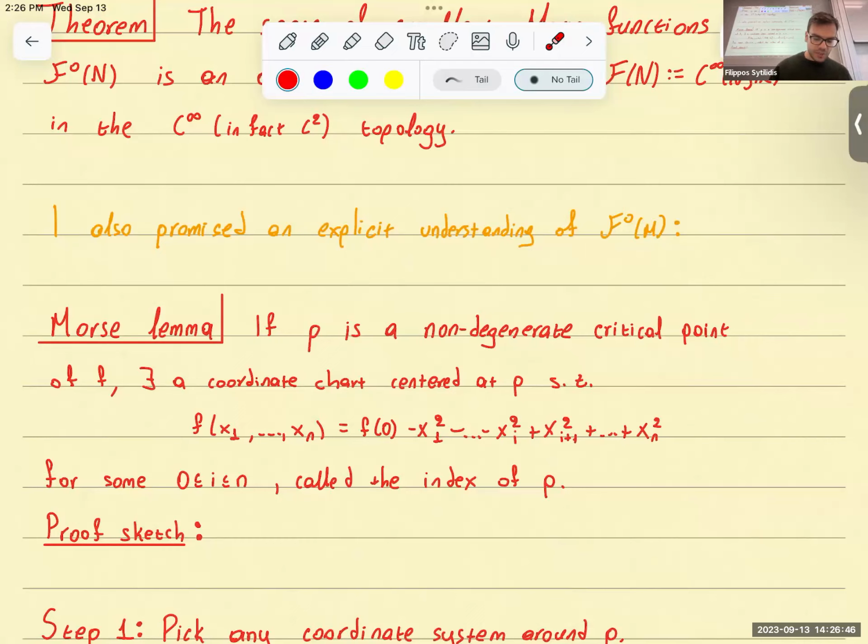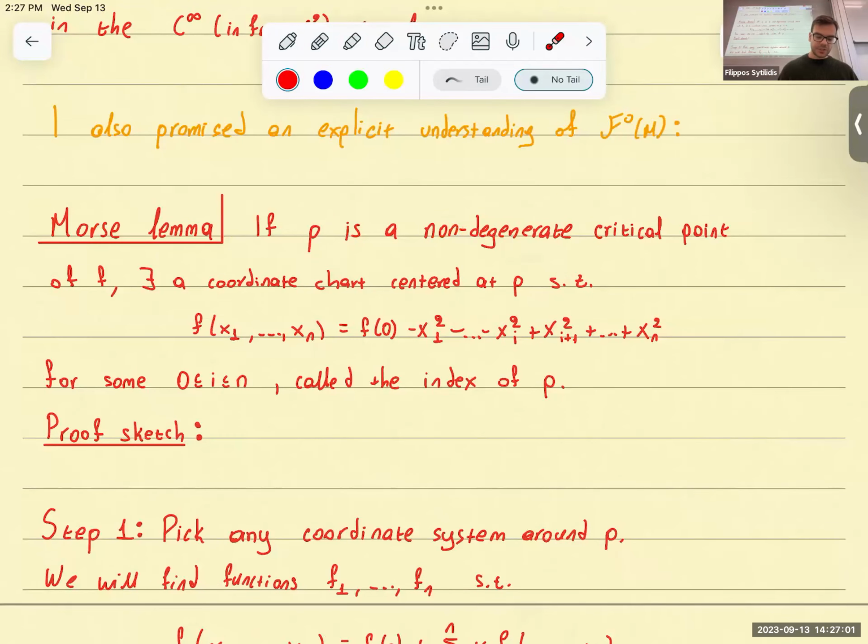So we have the Morse lemma, which gives us this quite explicit understanding of what the Morse singularities are. It says that if P is a non-degenerate critical point, there exists a coordinate chart which is centered at P, such that locally my function takes this very simple explicit form. It's this quadratic form. So I have minus x1 squared minus blah blah blah minus xi squared. So this i here is actually an invariant of the critical point. It's the index, and I should underline here.